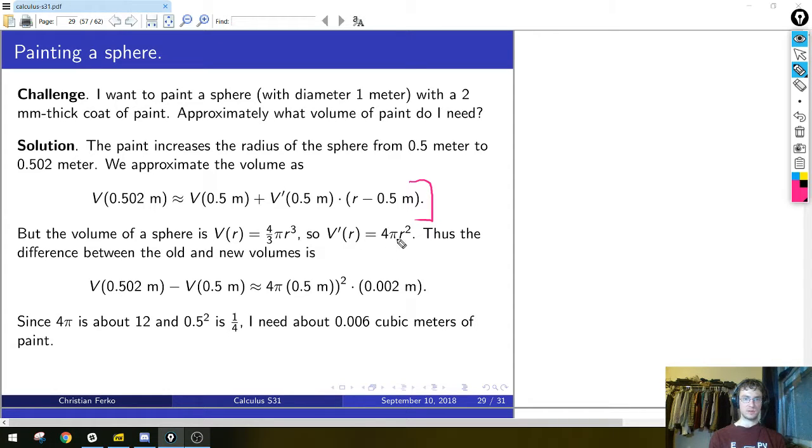But anyway, as you said, we should approximate the volume around the known value. Use this thing, v prime is 4 pi r squared. The difference is this, so it's about 0.006 cubic meters. Nice. Thoughts on this? I have no thoughts. Okay, so let's try to interpret this statement that the derivative with respect to radius of the volume is the surface area.